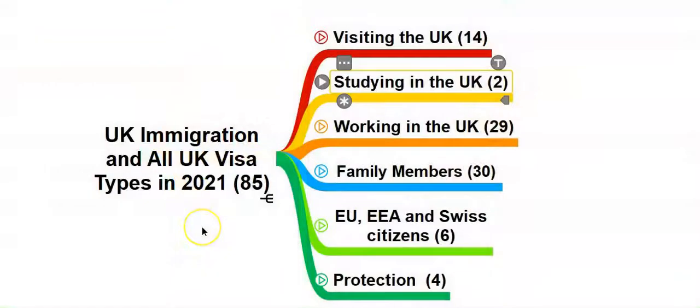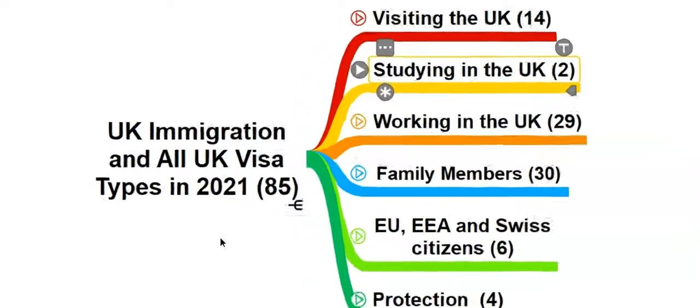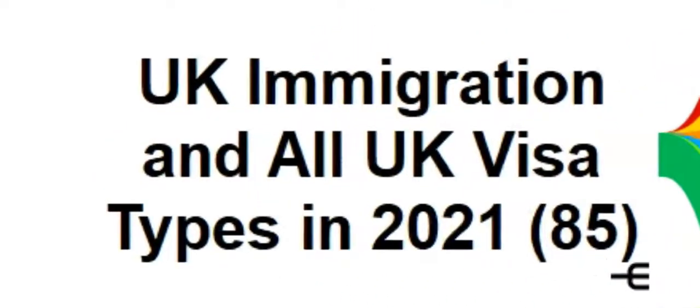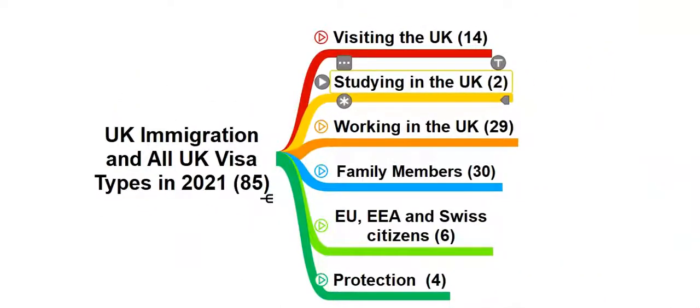And guys, I found over 85 different types of UK visas, and I decided to create a new UK immigration and all UK visa types in 2021 article and video series where I'll be explaining what type of visas these are and who may apply for them. So in order to make things as clear as possible, I've divided all visa types into 6 categories.